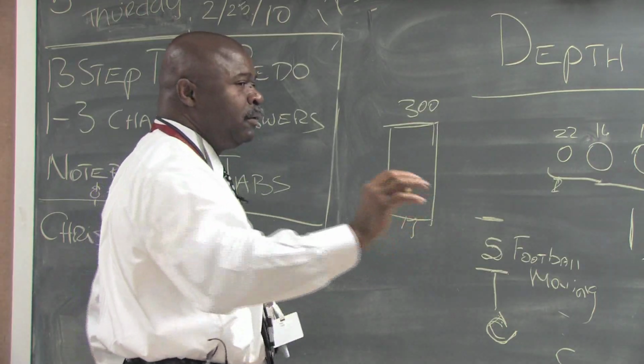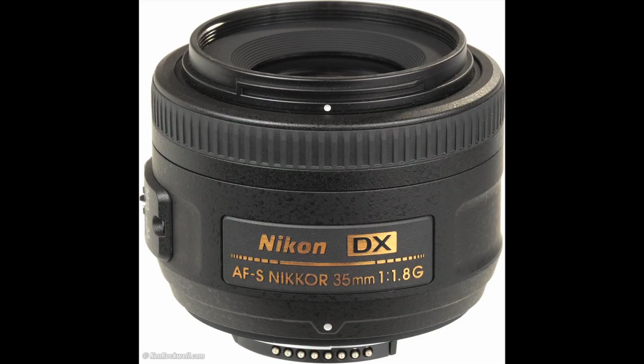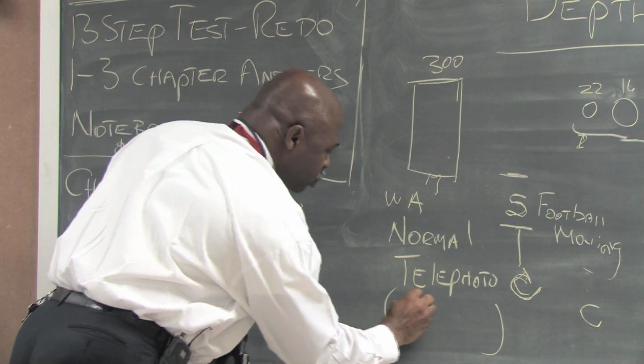Those three categories of lenses are what? Wide angle, normal, the last one is telephoto, and one that encompasses two or three more of those is what we call zoom.